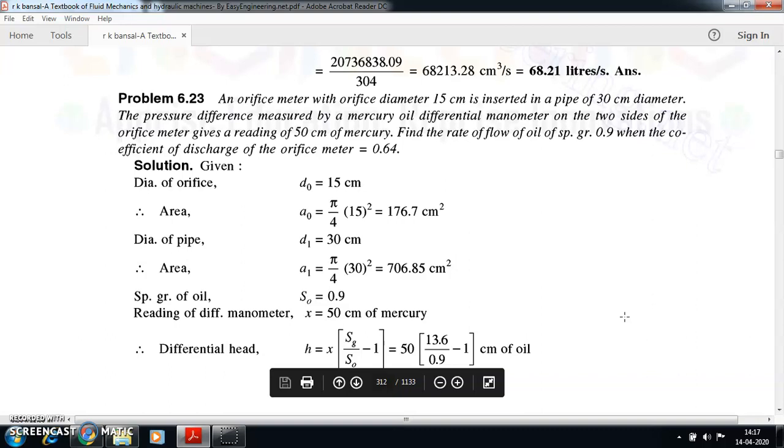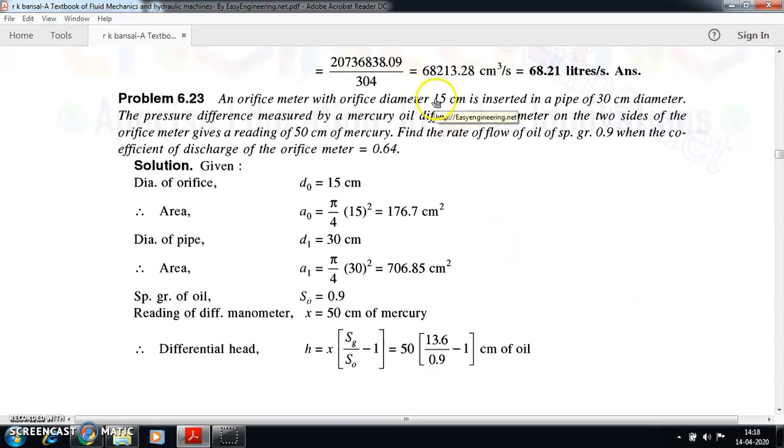Let us go to the next problem, 6.23. An orifice meter with orifice diameter 15 centimeter is inserted in a pipe of 30 centimeter diameter. See, I know D naught, 15 centimeter, so I can find A naught. One is done. The next thing, I know D1 pipe diameter, so I can find A1. So two things are over here. The pressure difference measured by the mercury oil differential manometer on the two sides of the orifice meter gives the reading 50 centimeter of mercury. So he has given you the reading of the differential manometer which is fixed.